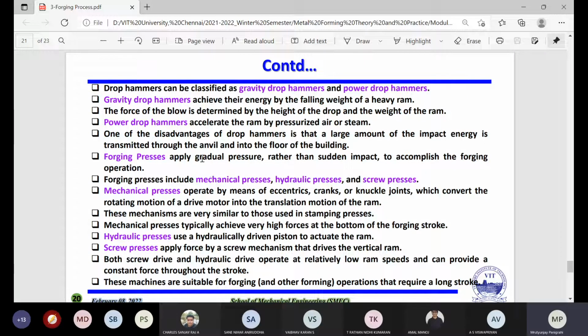Similarly, in the forging process, you have to give the pressure gradually or slowly according to your requirement. The forging presses include the mechanical press, hydraulic press, and screw press. The mechanical press operates by means of eccentrics, cranks, and knuckle joints. The hydraulic press uses a hydraulically driven piston to actuate the ram. The third one is the screw press, which applies force by a screw mechanism that drives the vertical ram.